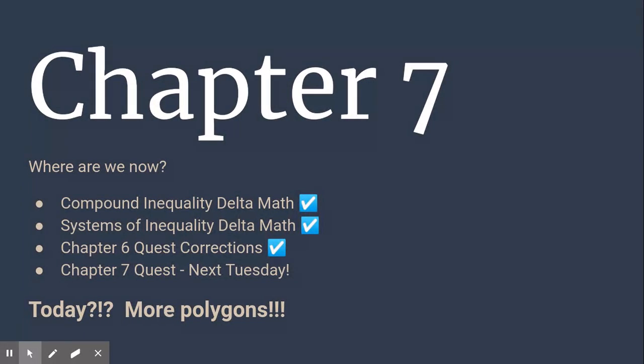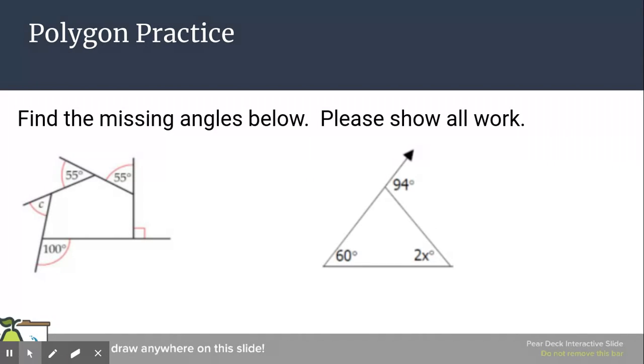Chapter 7 quest is next Tuesday. We have today and tomorrow together, whether today's kind of virtual, but I should be back in school tomorrow. No big deal. But today we're going to focus on some more polygons. We're going to look at what happens with these polygons, both angles, and then look at area of these guys. So let's dig in and get to work.